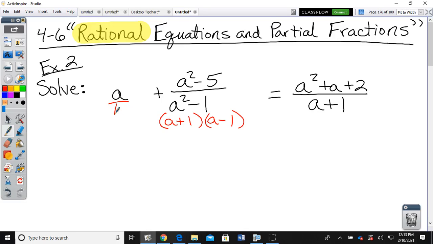Okay? So, I'm going to multiply everything, each term, by a plus 1 times a minus 1. So I'm going to multiply this one by a plus 1, a minus 1. A plus 1, a minus 1, and multiply this one by a plus 1, a minus 1. Okay?